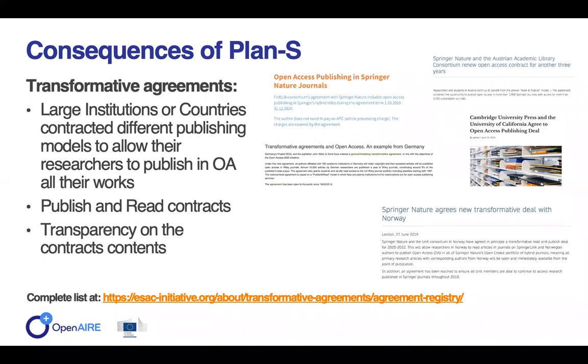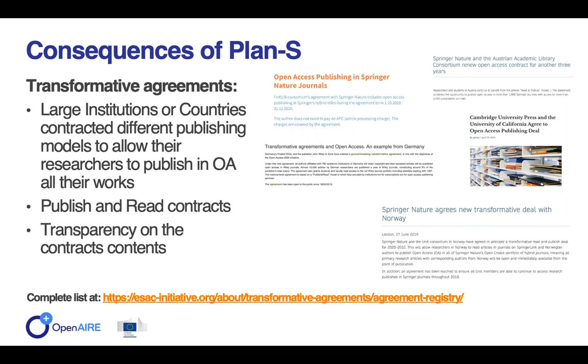One of the main characteristics of Plan S and transformative agreements is that the contents must be published and publicly available. So transparency is one of the main characteristics of transformative agreements.